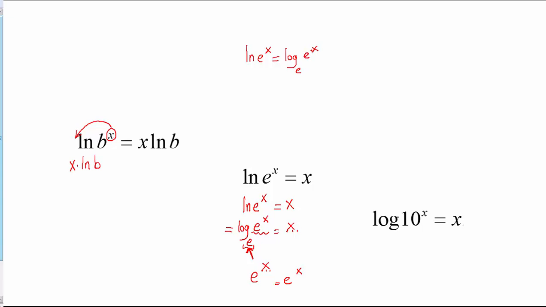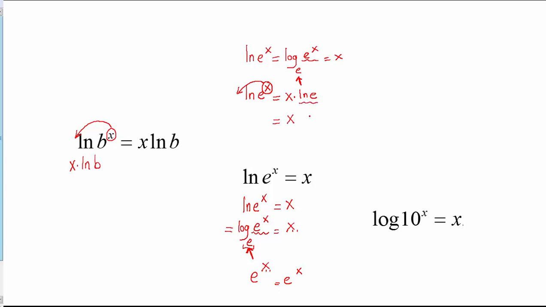You can look at it this way: which power of e gives me e to the x? x is one answer, so that's the way I just did it. Let's do it another way. If you have ln of e to the x, you can think about it as an exponent jumping in front. So you have x times whatever ln of e is. Now, what is ln of e?